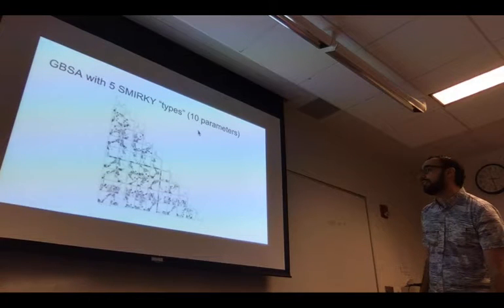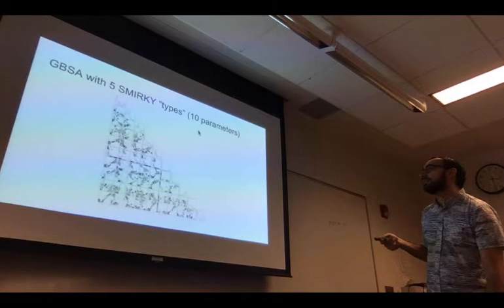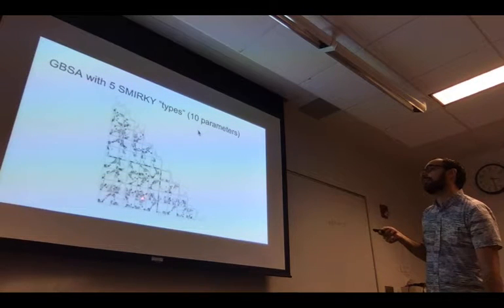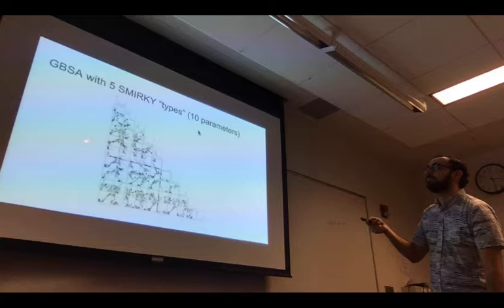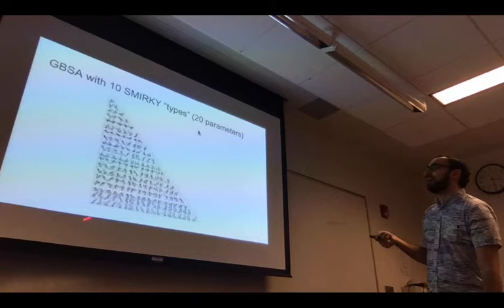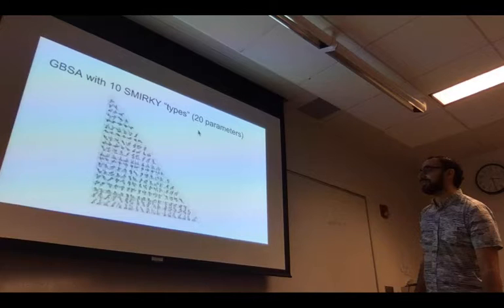I can generate these posteriors for a sequence of increasingly complex models, here with 5 SMIRKS types, 10 parameters. See, it's multimodal with these weird scalings and everything. 20 parameters, and now I'm getting, again, close to the limit of how many corner plots I can generate.